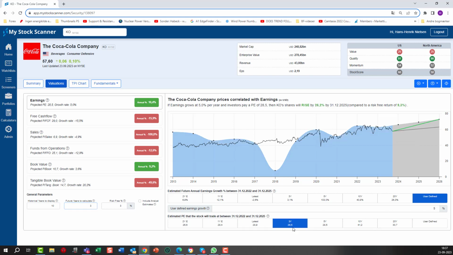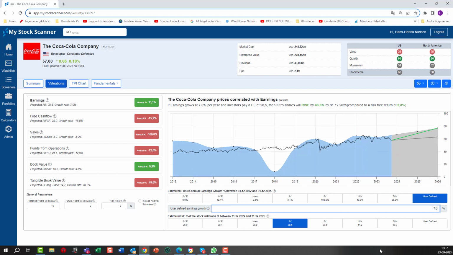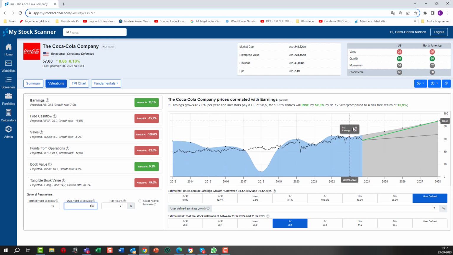And maybe had the average over the last 3 years here, well, then they would grow by 26%. But the analysts are actually estimating that they can grow quite a lot more. What if they could do 7% over the next 5 years maybe? Well, then we would have an investment that would yield us around 53%, giving us 10% per year. That is actually a very, very good investment.